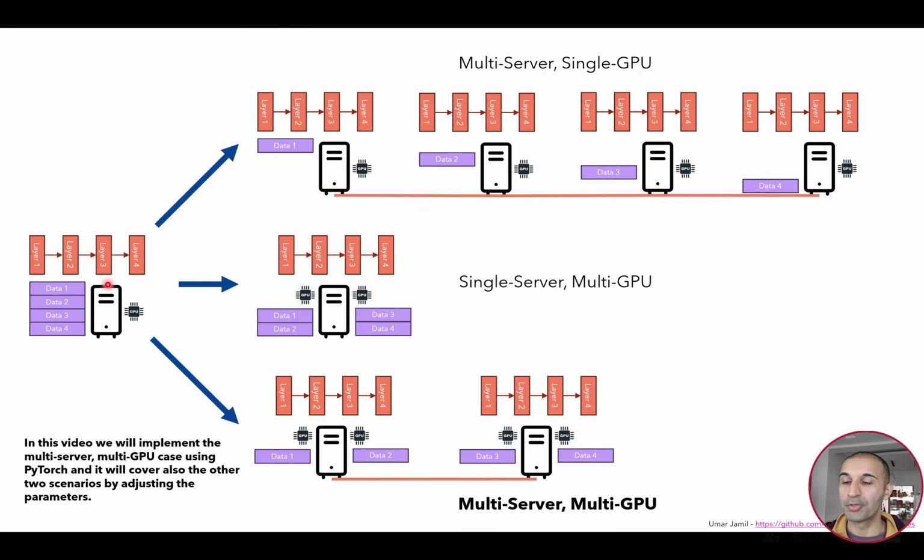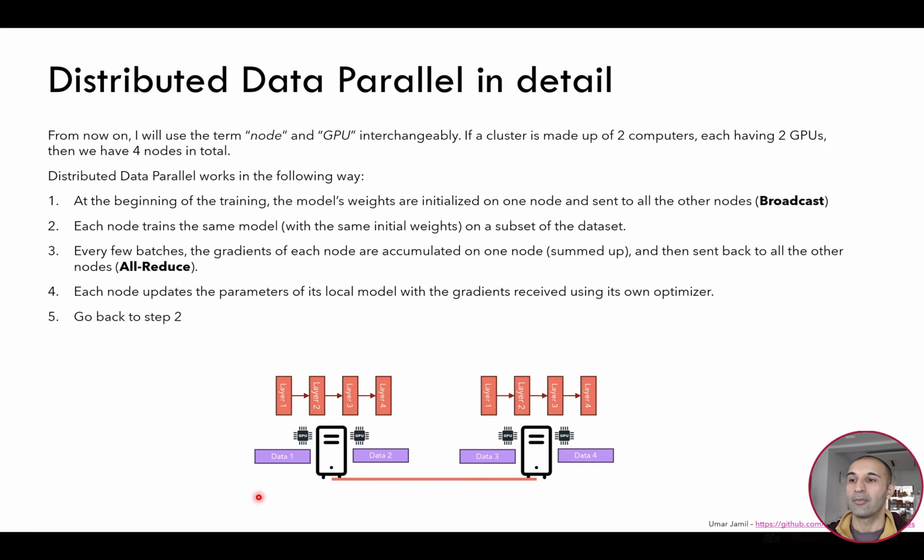In this video, I will show you how to implement this setup, because the other two setups are just a particular case of this one. So this is the most generic setup we can have. And I will show you how to create the cloud infrastructure for this setup, and also how to convert existing code into distributed training code, and also run it on the cluster that we will create. So from now on, I will use the term node and GPU interchangeably. If a cluster is made up of two computers and each computer has two GPUs, then in total we will have 4 nodes or 4 GPUs.